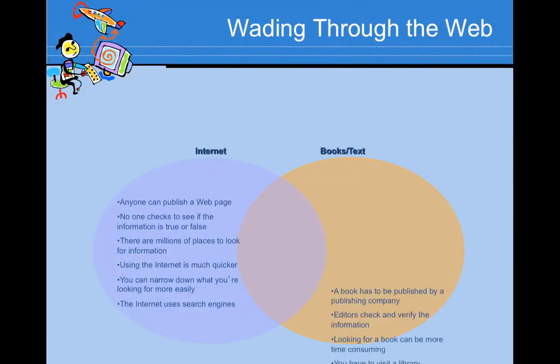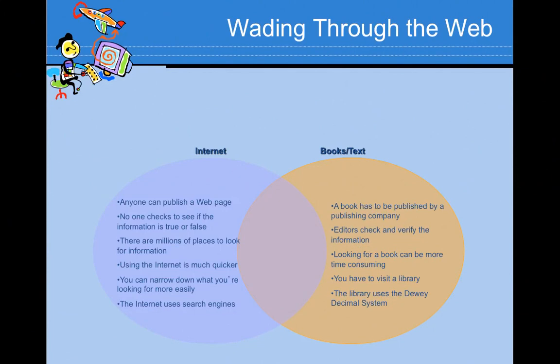So there are a couple of reasons why people choose the internet, books, or text, or both when they are researching. Some things about the internet is that anyone can publish on a web page, and no one checks to see if the information is true or false. Those are two big negatives to researching on the internet. That's why I always tell you, you never want to look at answers.com or Wiki Answers. We don't know who's publishing that.